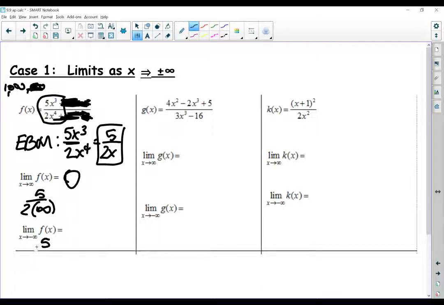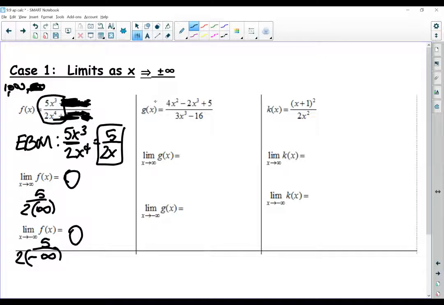Even if I plug in negative infinity, that's still like 5 divided by negative infinity. Like that's a really, really tiny number. It's negative, but it's still basically nothing. So positive nothing or negative nothing is still just nothing. Okay. Let's go on to the next one.